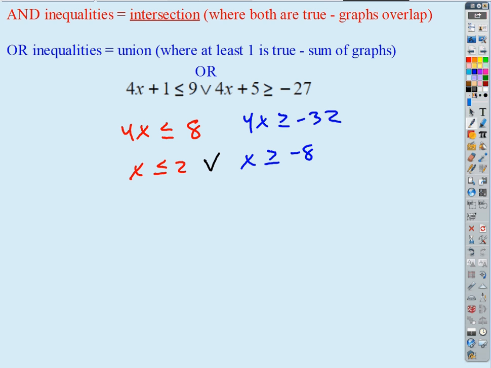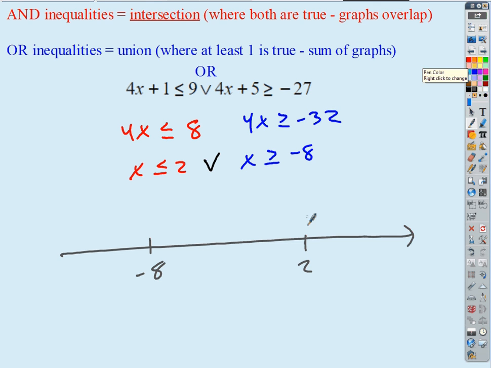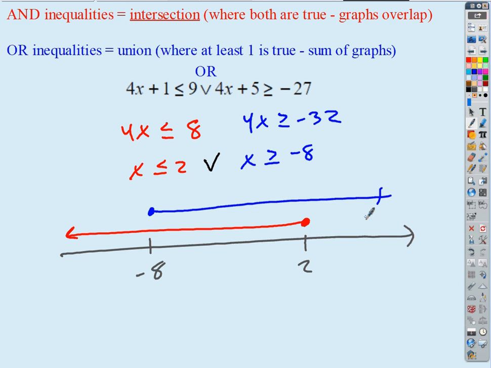Okay, so let's graph this one then. Now this is an OR statement. So I've got numbers at -8 and 2. x is less than or equal to 2, well, that looks like this. And x is greater than or equal to -8. And I want you to think about this. This is an OR statement. Is this an intersection or a union? Union, right? So it's a combination of everything. It's the sum of the two. It's a union.